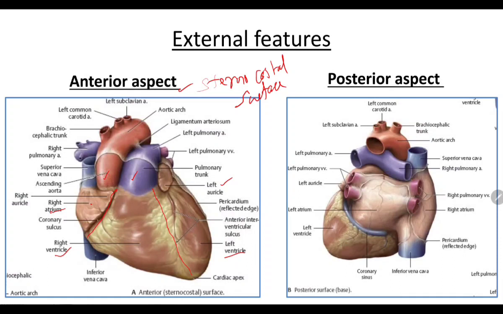Here we have the posterior surface, which is also known as the base of the heart. Posterior surface is mainly formed by the left atrium and partly by the right atrium. Two-thirds is formed by the left atrium and one-third by the right atrium. And here you can see onto the left atrium four pulmonary veins are opening. So here 1, 2, 3, 4 pulmonary veins are opening into the left atrium.